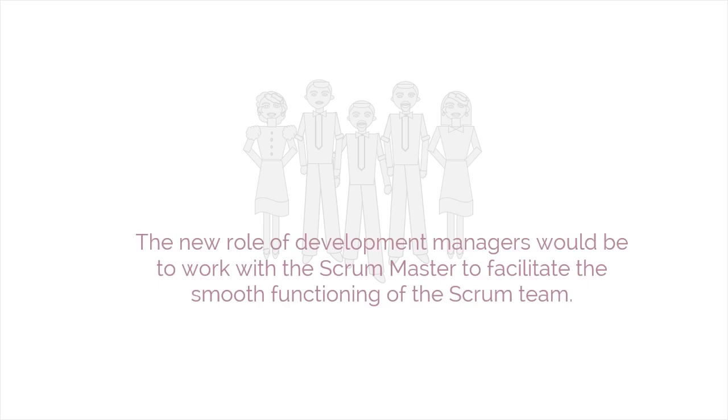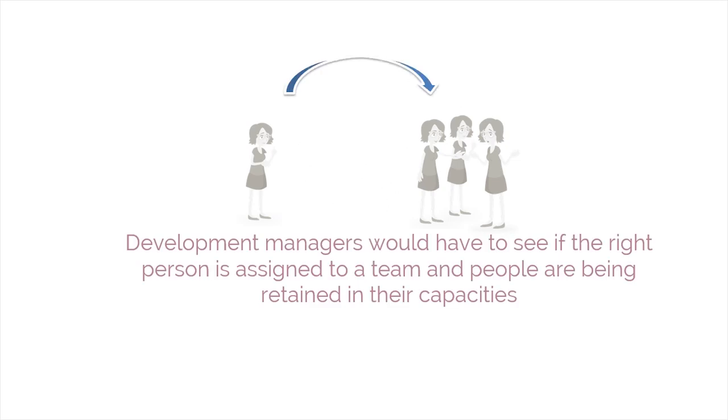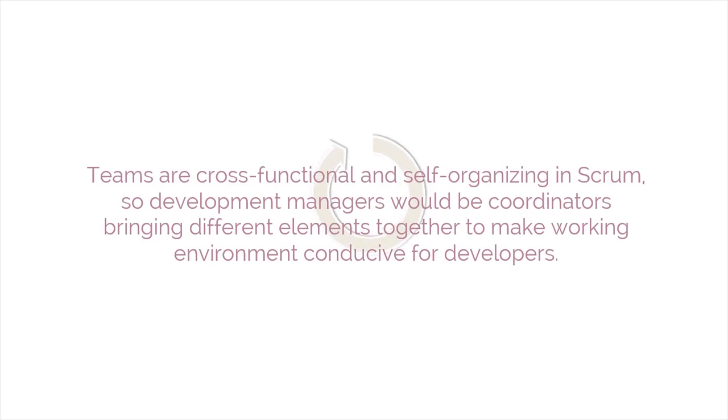Budget and financial management would also be one of their major responsibilities. One of the new roles of development managers would be to work with the Scrum Master to facilitate the smooth functioning of the Scrum team. Development managers would have to see if the right person is assigned to a team and people are being retained in their capacities. As teams are cross-functional and self-organizing in Scrum, development managers would have to play the role of coordinators, bringing different elements together in an organization to make the working environment conducive for the developers.